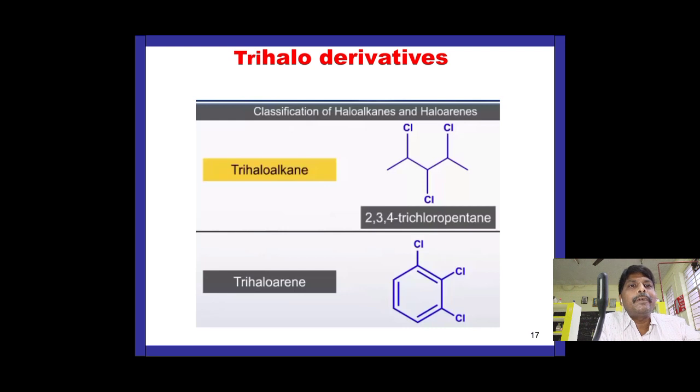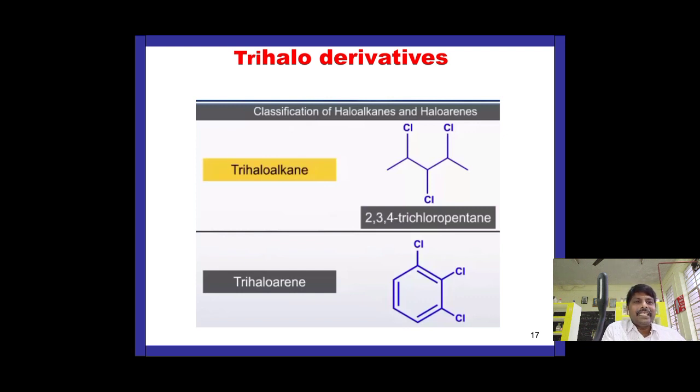1,2-dibromoethane. It is about dihaloderivatives. Next one is trihaloderivatives. In trihaloderivatives, 3 halogen atoms are there. You can see here 1, 2, 3, 4, 5 pentane. 3 chlorines are there. Trichloropentane. What is the position? 2, 3, 4 trichloropentane.